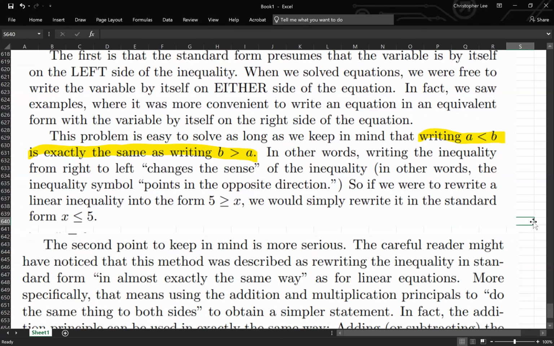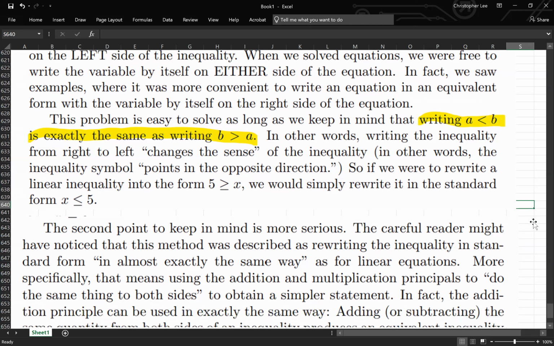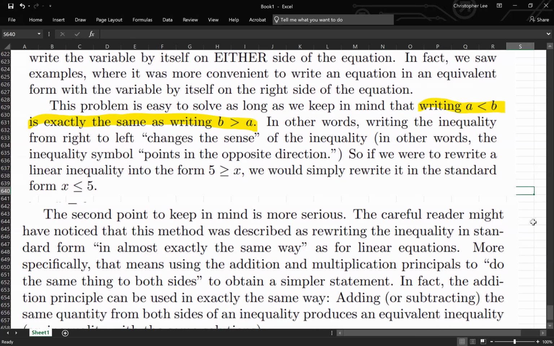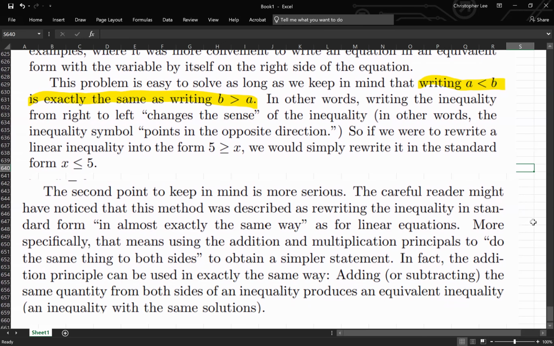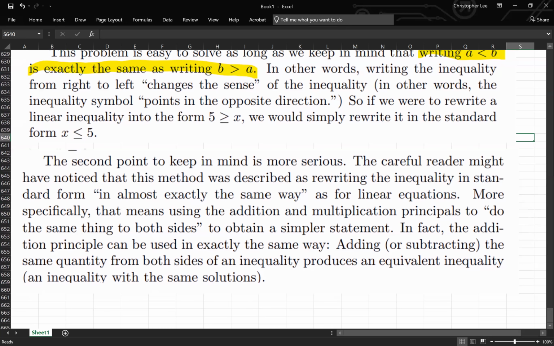So the second point to keep in mind is more serious. The careful reader might have noticed that this method was described as rewriting the inequality in standard form in almost exactly the same way as for linear equations. More specifically, that means using the addition and multiplication principles to do the same thing to both sides to obtain a simpler statement. In fact, the addition principle can be used in exactly the same way: adding or subtracting the same quantity from both sides of the inequality produces an equivalent inequality, an inequality with the same solutions. All right?